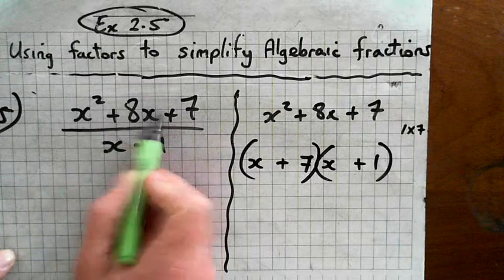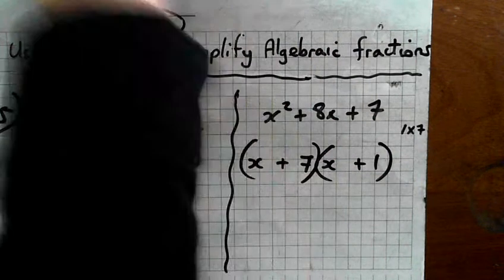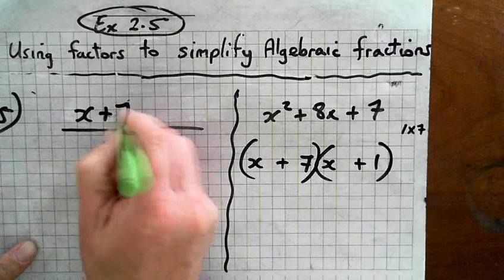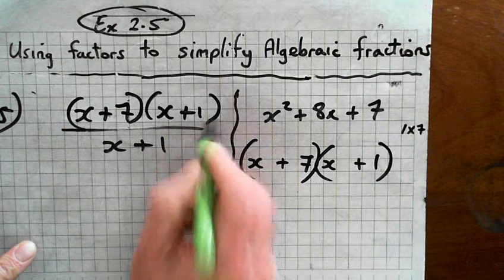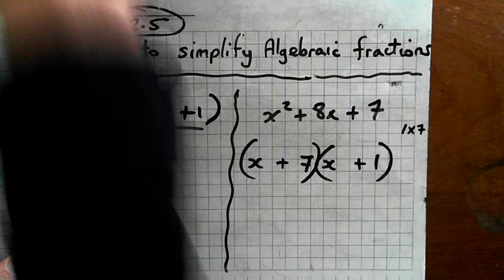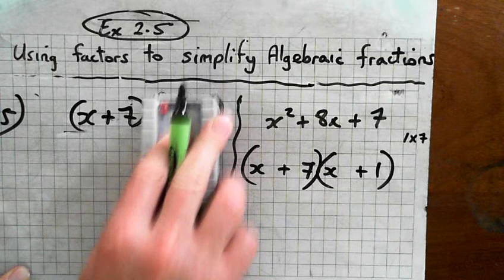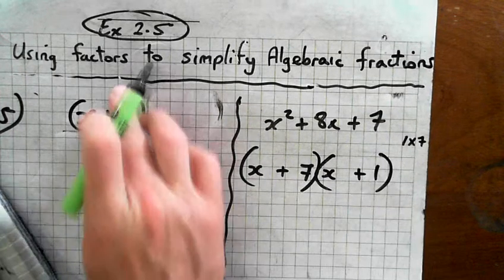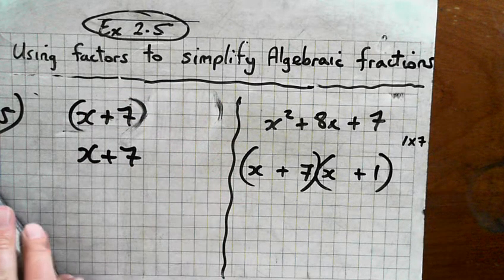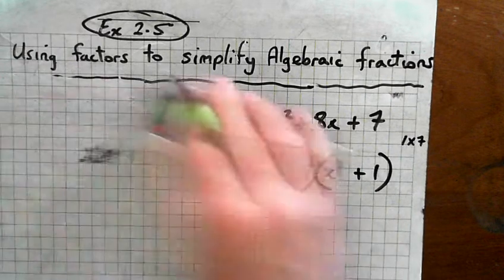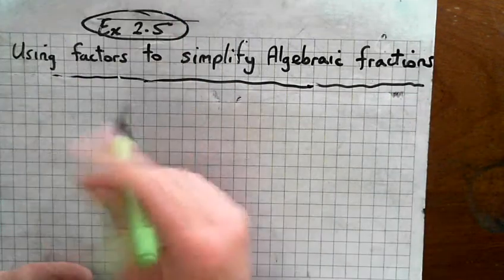So I replace all of this up here with x plus 7 times x plus 1. Now, what cancels? x plus 1 cancels, and what's left? x plus 7. The answer is x plus 7. You see that? That's question 5.